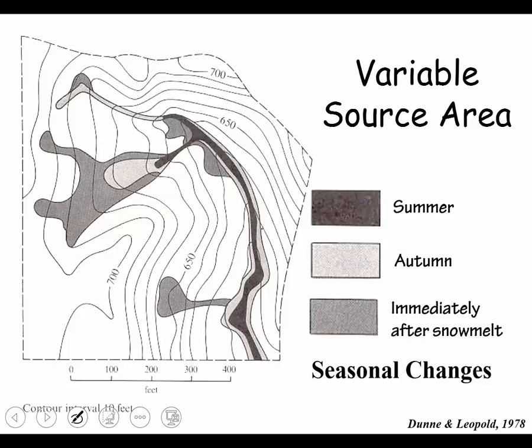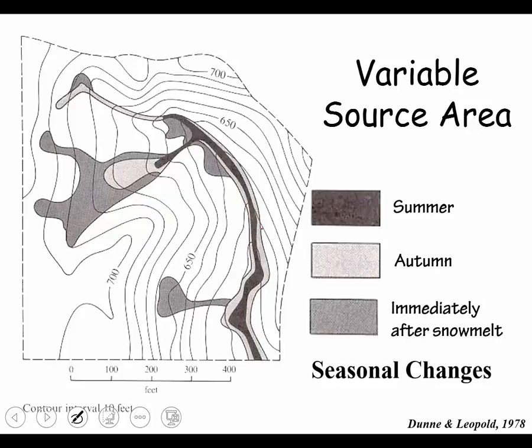It's almost restricted to what would be the channel in the summer. But then in the autumn, it gets wider. It's getting wider because it's getting higher. It's getting higher because there's more rain in the autumn. And finally, right after snow melt, we get a lot more area. This is clearly an area where snow is melting and it's soaking into the ground. It's causing a rise in the water table.